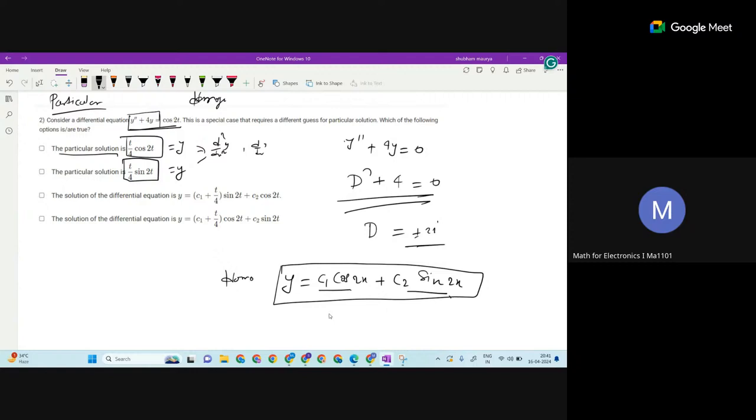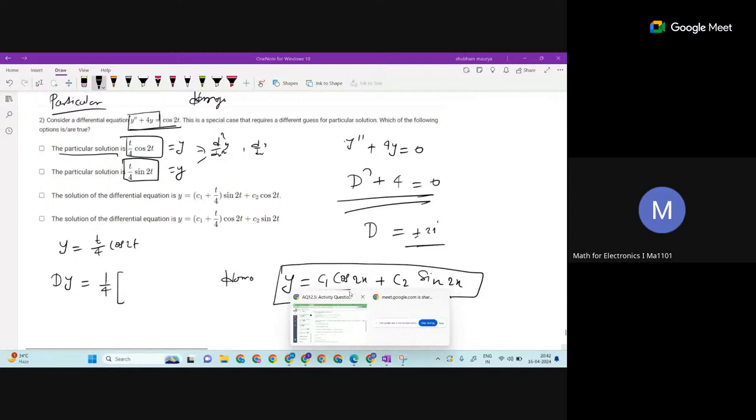And for the particular solution, now we are not going to guess it. Here the main purpose is to know the meaning of particular solution. If you start guessing, it will be difficult. So what we can do is assume that the first option is our particular solution, t/4 cos 2t. Now let's differentiate this. So this is going to be what? 1/4. Yes, somebody wants to say something? Yes. Sir, in this case, how will we find the general and the particular integral?